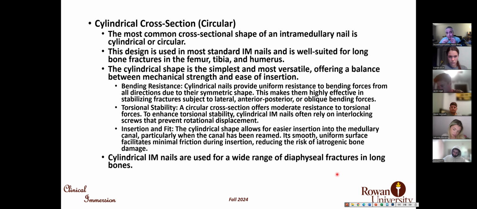And the good thing with a cylindrical or circular cross section is the bending stiffness and torsional stiffness are the same in all directions, because the cross section is circular and it has the same shape in all directions, so all the bending and torsional stiffness are the same in all directions.